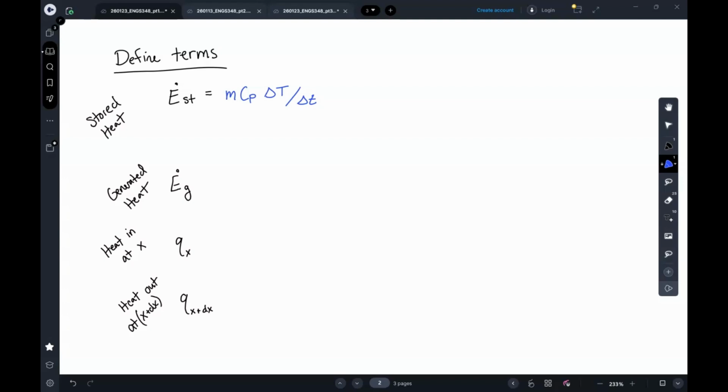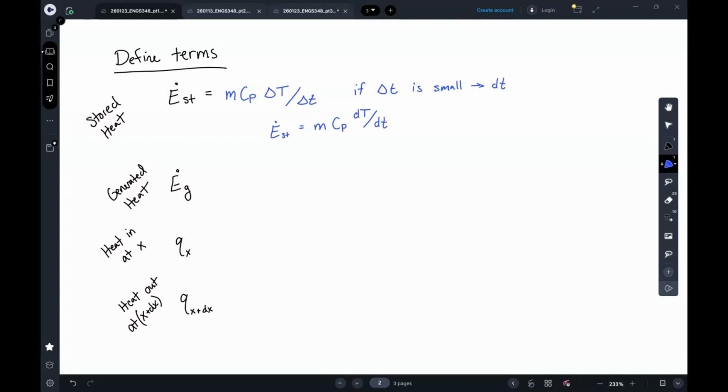If we let delta t be small, that goes to a differential time dt, and then we get an equation where the stored energy is equal to the mass of our object times the heat capacity times d temperature d time.